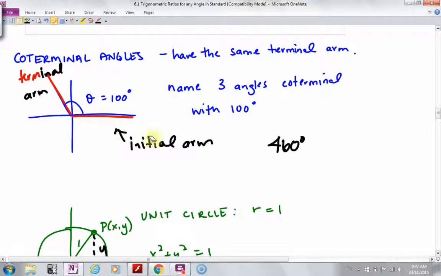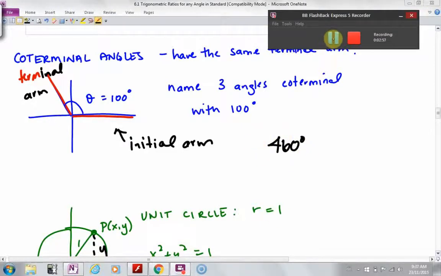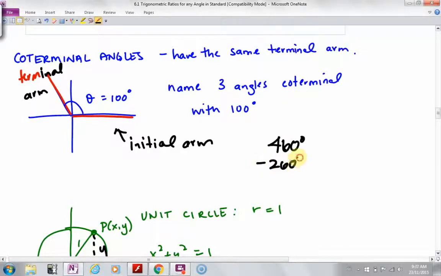Can anyone tell me another angle that is coterminal? In fact, I'm going to give you a moment to think about some angles that are coterminal. So we can have negative 260, which means that we've gone backwards from the initial arm. Back this way is negative 260. And then any of these angles here, if I just keep adding 360s to them, I'm going to get more and more numbers. So if I add 360 to that, what did I get, Seamus? 820.